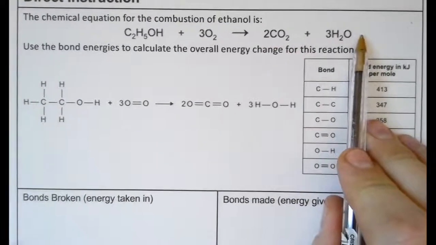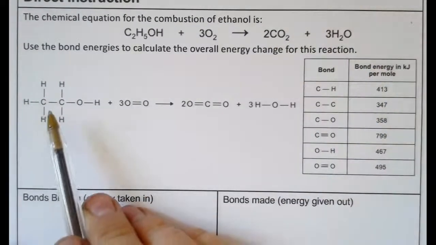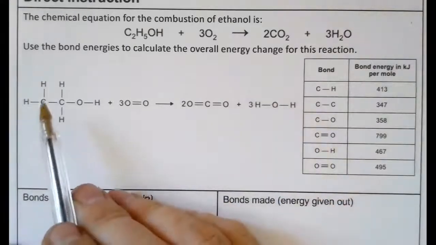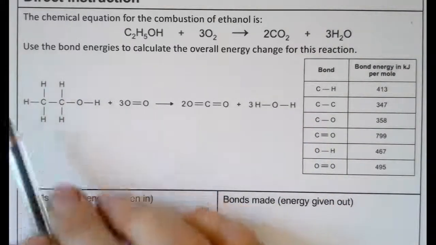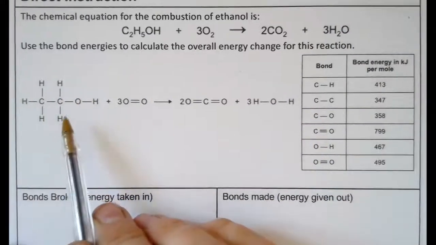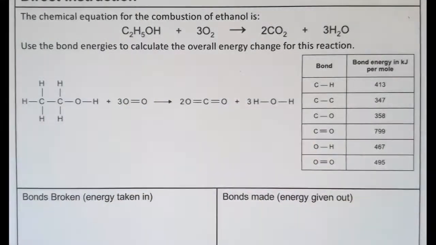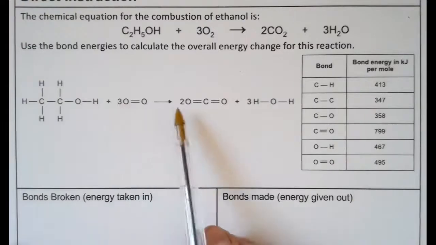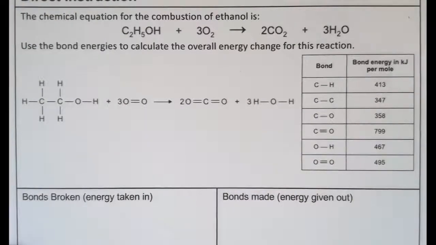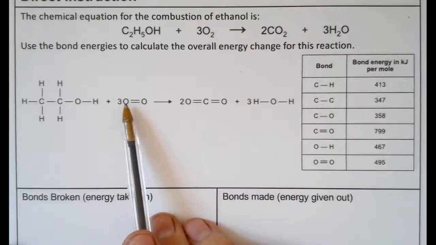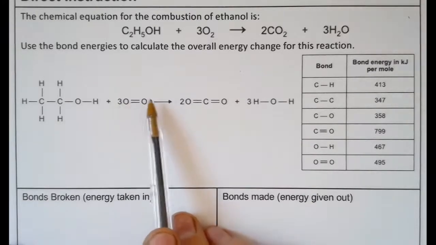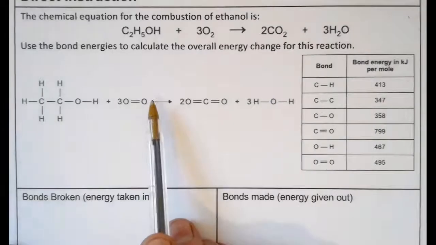Another way to look at this reaction would be the displayed formula, which we have here. This is useful to us because it shows every single bond that exists in all of the molecules we've got used in the reaction. We've also got coefficients in front of some of these molecules. For example, for oxygen, because there's a 3 in front of this, it means there are 3 of these molecules present.